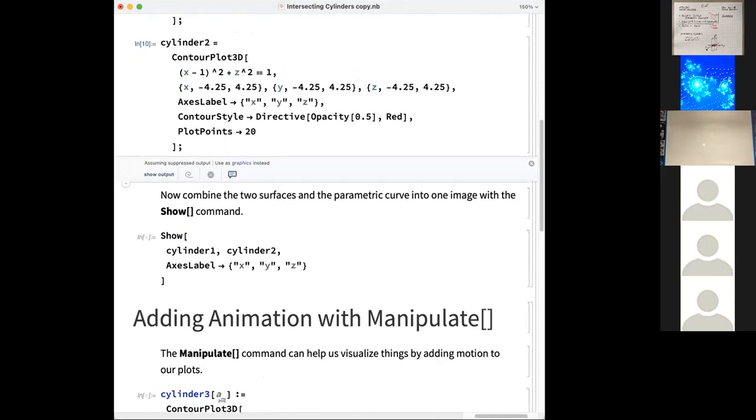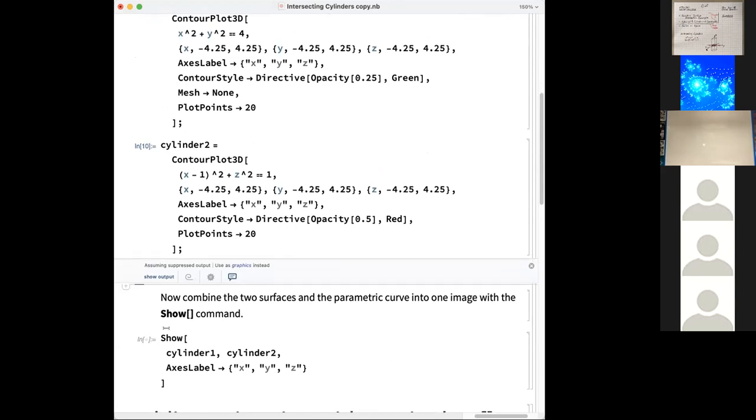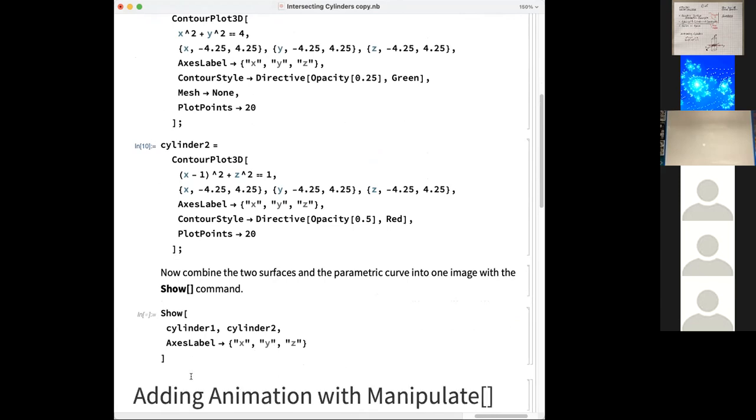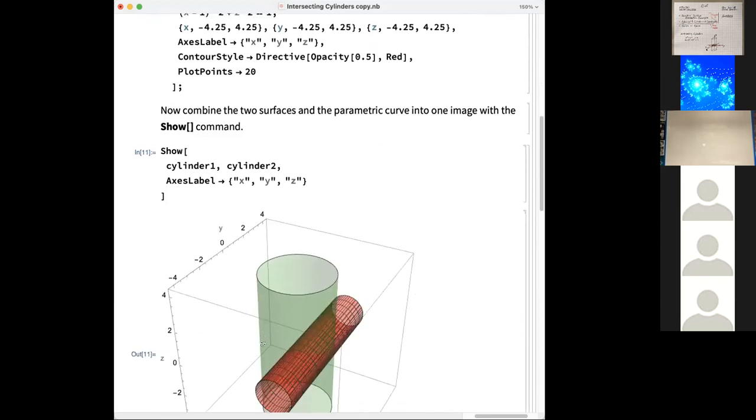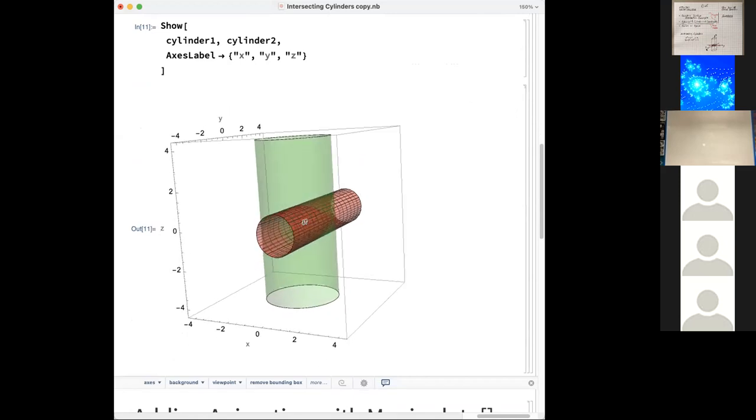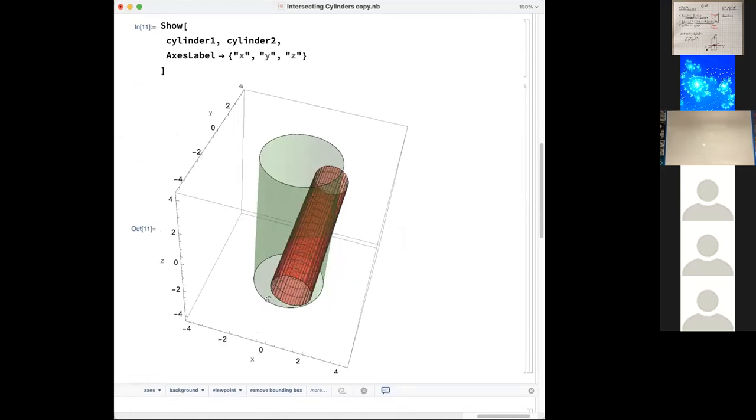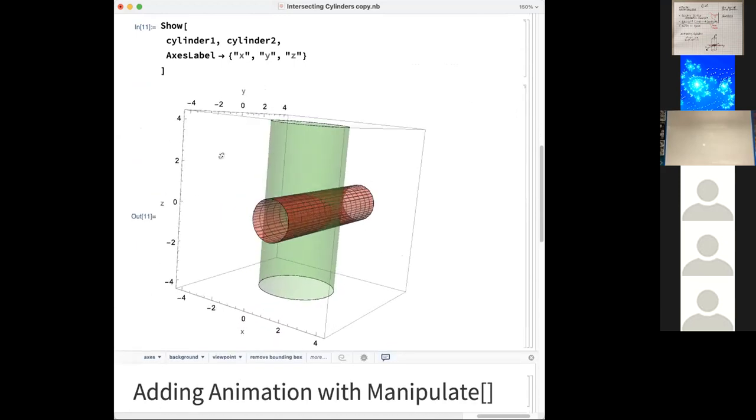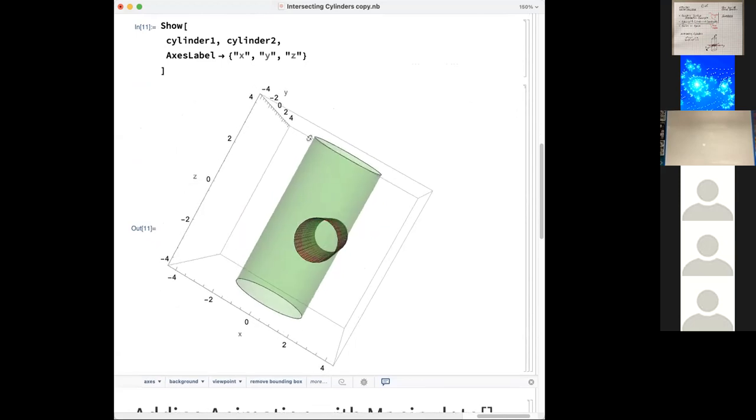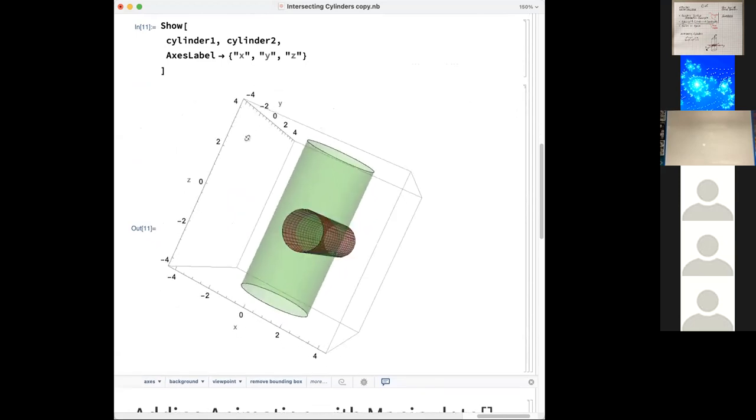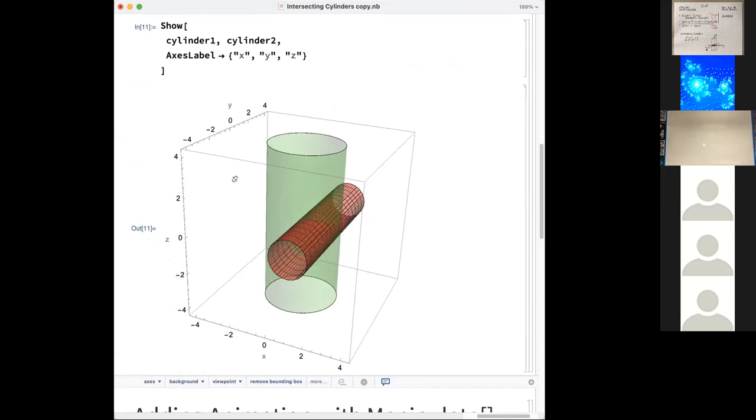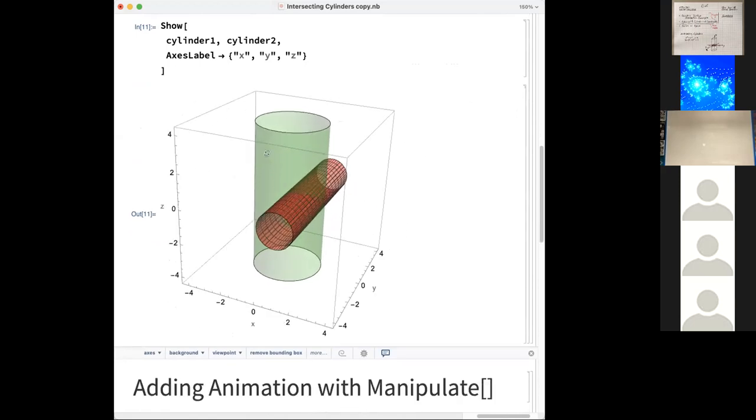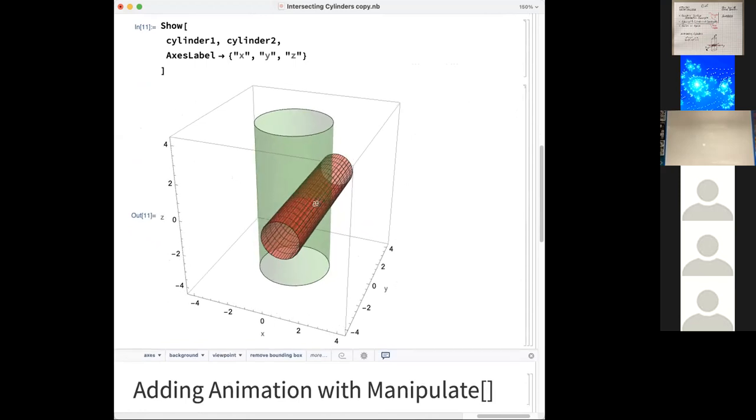So I've defined two cylinders. What do they look like together? Show cylinder one, cylinder two, and label the axes to help us get oriented. So here's cylinder one and cylinder two. You see them intersecting. And I can rotate one direction or the other. It looks like the thin cylinder is just on the edge of the large cylinder. The shading helps, the mesh helps, but I'm really interested in what's this curve of intersection along these lines.